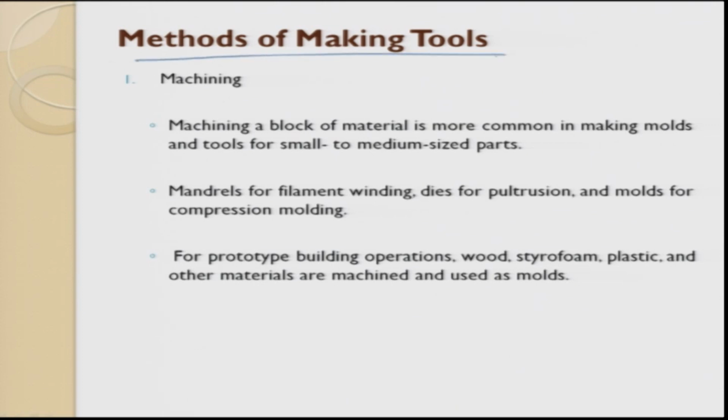Methods of making tools. So, one is machining. Machining is a very important thing. Though composites are said to be made for near net shape, finally we have to do some amount of machining so that we can use it for assembly applications. Machining a block of material is more common in making a mold and tool for small to medium size parts. Mandrel for filament winding, die for pultrusion and mold for compression molding, all these places we use machining. For prototype building operations, wood, styrofoam, plastics and other materials are machined and used as mold. So, machining becomes part of the mold making process, which is a tool.